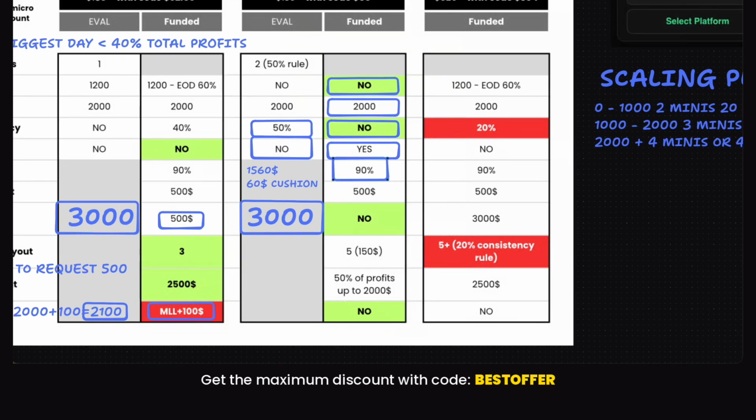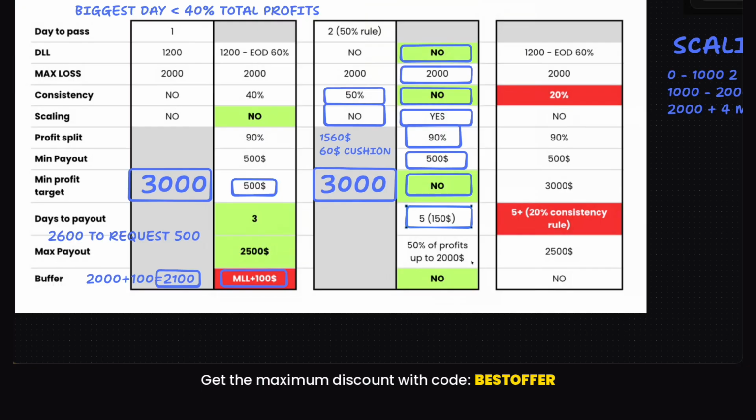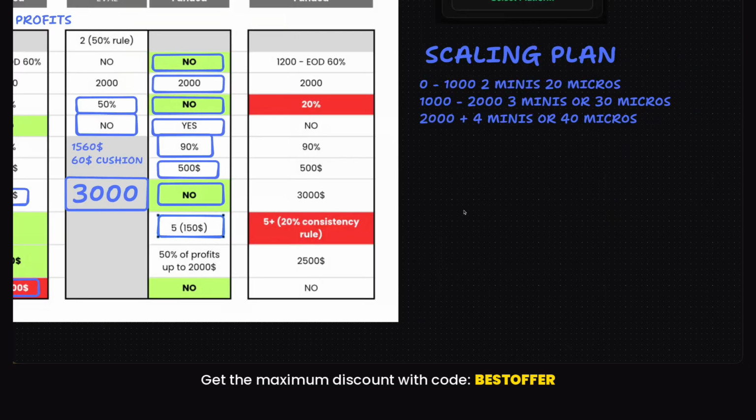Of course, you have a 90% profit split. You have a minimum payout of $500. And the great thing is that you do not have a minimum profit target, all right? And for asking a payout, you need to trade at least 5 days with $150. I think this is pretty easy to make. So now, how much can you request maximum for a payout? You can request 50% of your profits till a maximum of $2,000.